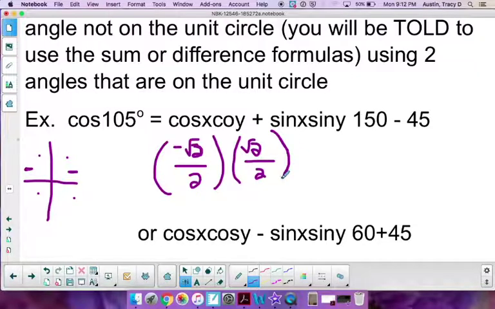All right, and now you need the sine of 150 and the sine of 45. Okay, well, again, 150 over here in quadrant 2, and corresponds to the 30-degree angle as far as its coordinates. And the sine of 30 is 1/2. And so in quadrant 2, sine is still a positive, so that's going to be positive 1/2. Okay, and then the sine of 45 is also going to be root 2 over 2.